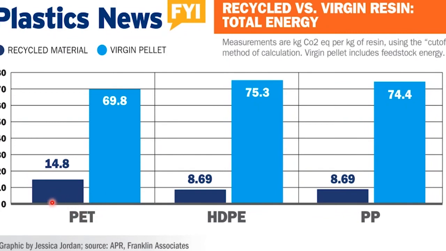So clearly we are producing way more CO2 and therefore consuming more energy if we use virgin than we do for recycled. So the more CO2 emissions we have in any process, that means we will be consuming more energy. That's the way they measure in this graph.